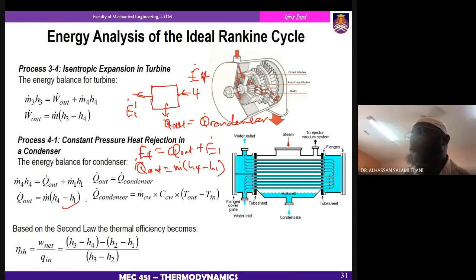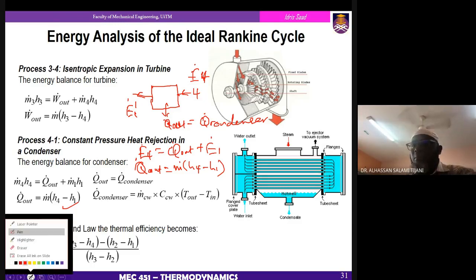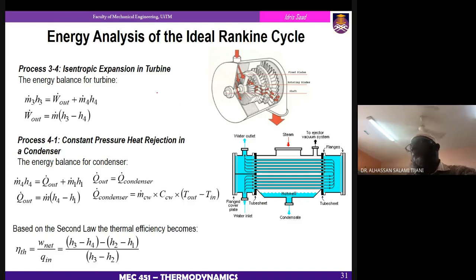Now, another way in which we can describe the condenser is like this. You see, the condenser is a heat exchanger. Let me sketch and see. It behaves like a heat exchanger. The hot water comes from the turbine and enters. So let's assume this is the hot water tube. And then it goes to the pump.